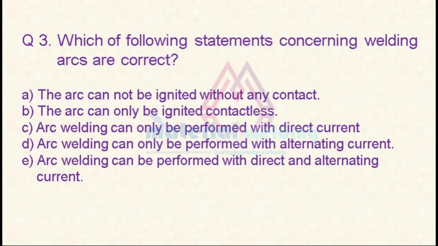Question 3. Which of the following statements concerning welding arcs are correct? A. The arc cannot be ignited without any contact. B. The arc can only be ignited contactless. C. Arc welding can only be performed with direct current. D. Arc welding can only be performed with alternating current. E. Arc welding can be performed with direct and alternating current.